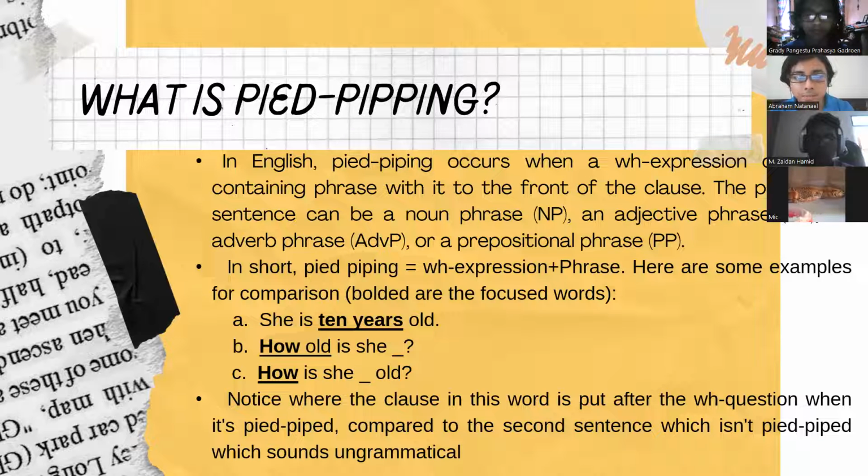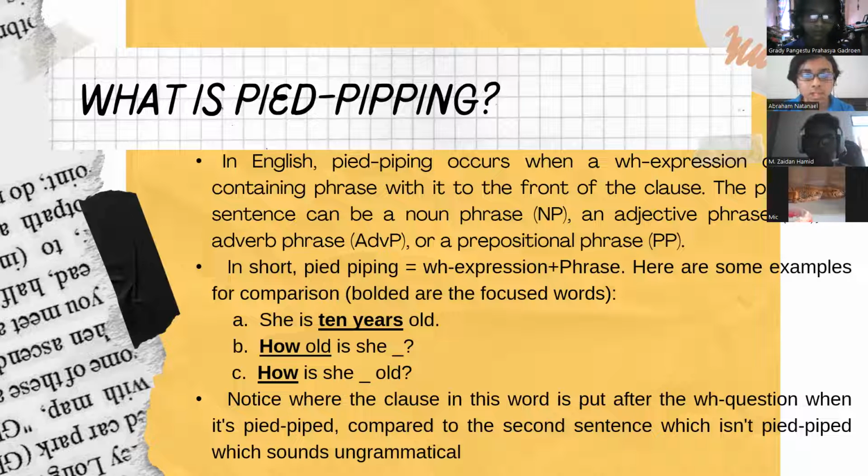The sentence can contain a noun phrase or NP, an adjective phrase or AP, an adverb phrase or AdvP, or a prepositional phrase or PP. In short, pipe-piping equals a WH expression which is added to the phrase. Here are some examples for comparison, and the bolded words here are the focused words.